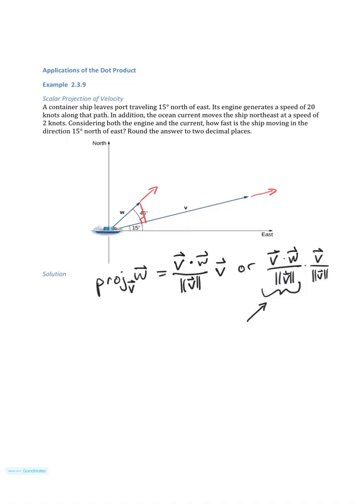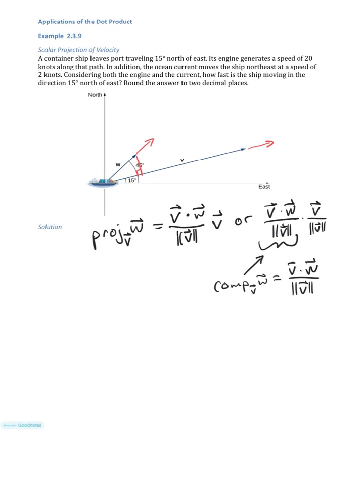So that right there that I have highlighted, that's the component of W that is going in the V direction. That's really what we're looking at in this problem, to find, of the two knots, how much of that is coming from there. All right, well, so let's do that calculation. So V dot W.